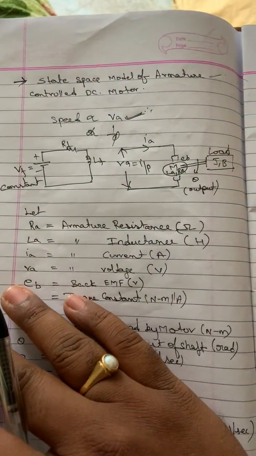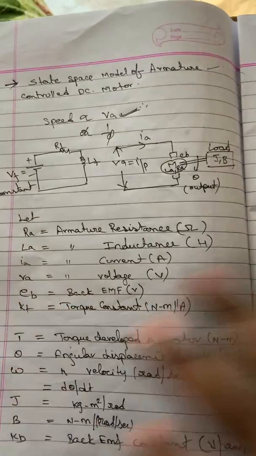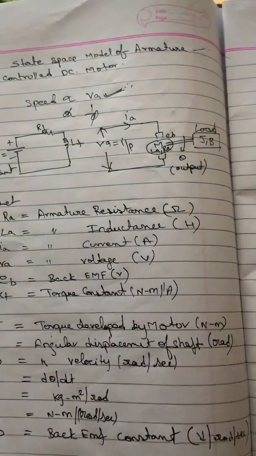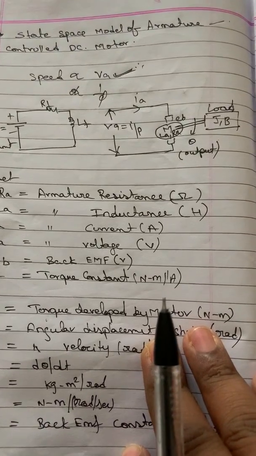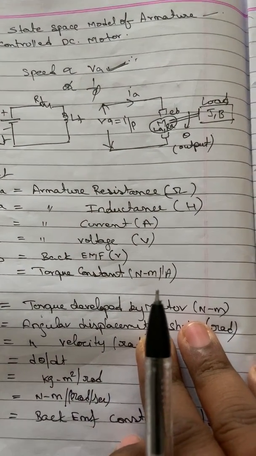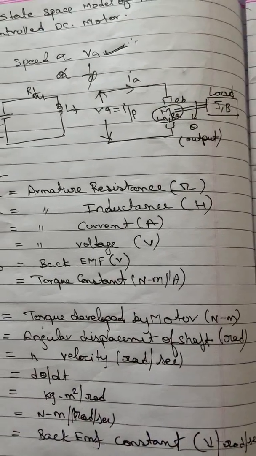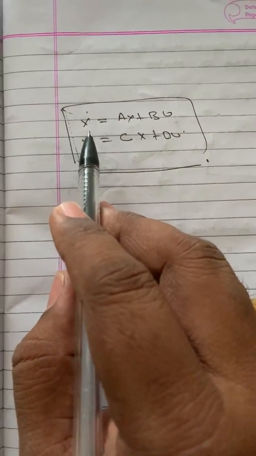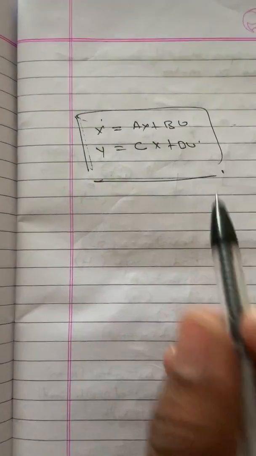The simple process of obtaining the state space model is to obtain the differential equation governing the system, and from there defining the states and interrelating the states with the differential equations. The final form of the state space form of the system is x dot is equal to Ax plus Bu, and y is equal to Cx plus Du.